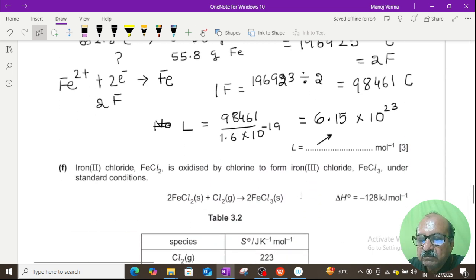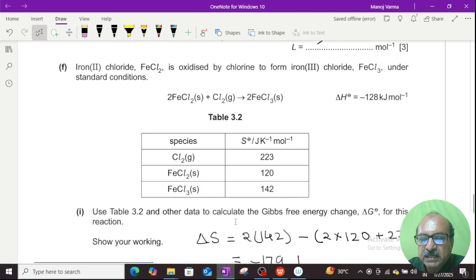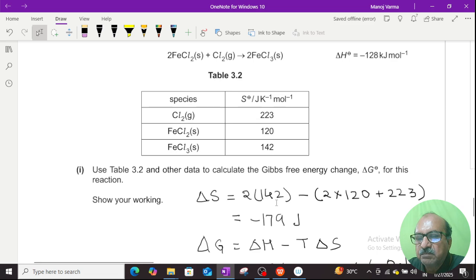The last part of the question is that we have to calculate the Gibbs free energy change. First, we have to calculate delta S, the change in the entropy. So this is the entropy of the products minus the entropy of the reactants. And I've taken the values. This is 2 moles and this is 2 moles. So accordingly, you have to adjust and you get the value of the entropy change, which is minus 179 joules. This is all in joules.